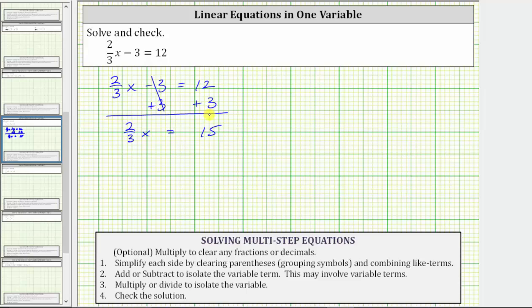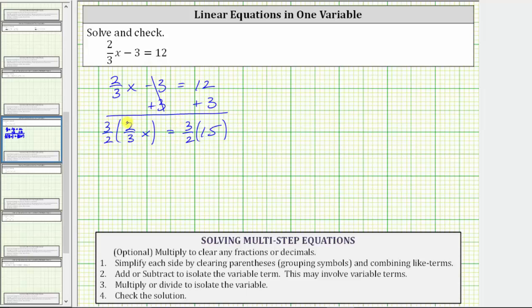The last step is to multiply or divide to isolate the variable and solve for x. 2/3 x means 2/3 times x, and therefore we are probably thinking we should divide both sides by 2/3, but remember, dividing by a fraction is equivalent to multiplying by the reciprocal, and therefore instead of dividing by 2/3 to solve for x, we will multiply by the reciprocal of 3/2. So we will multiply both sides of the equation by 3/2.